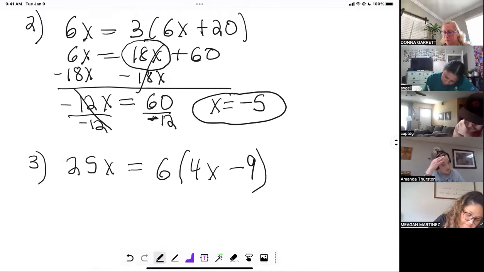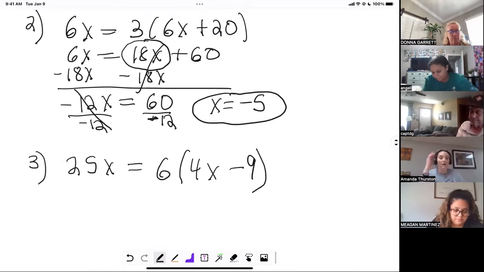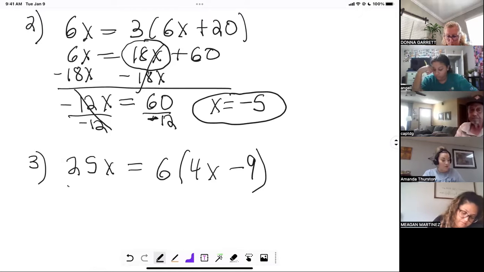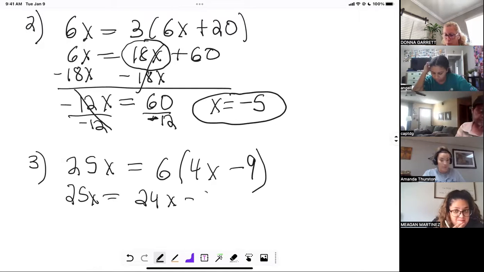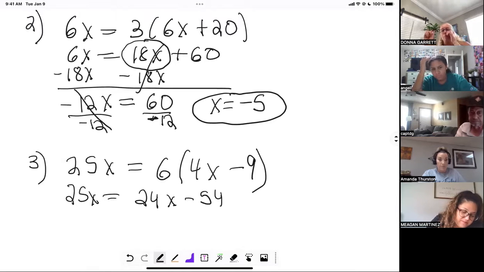Okay, so I got as far as simplifying it. So then that's where I get confused. Okay, so what do you have so far? 25x equals 24x minus 54. Beautiful. Okay, what's your goal? What is your goal right now? What do you want to do? What do you have to do? Not how to do it, but what do you have to do?